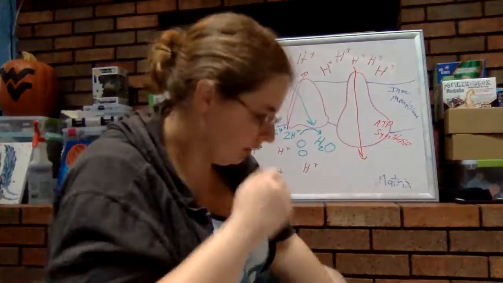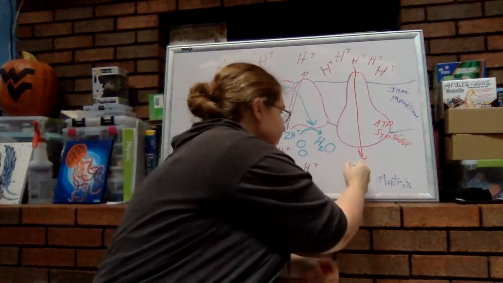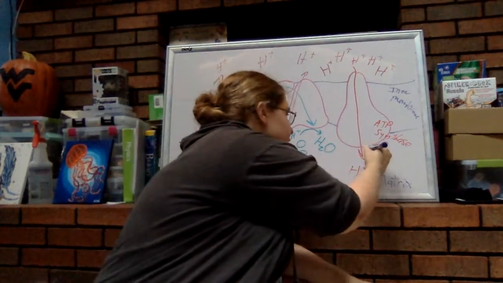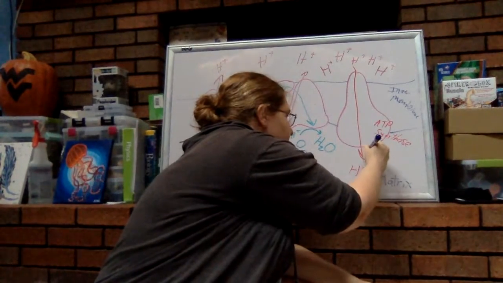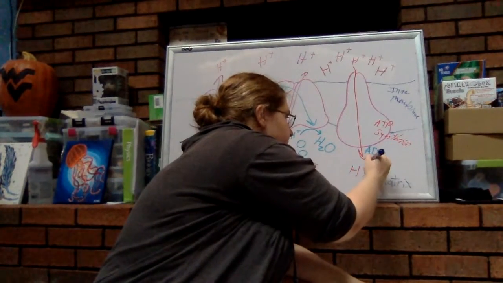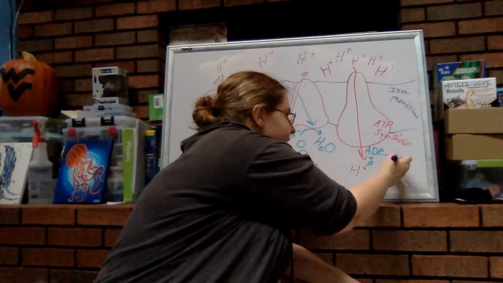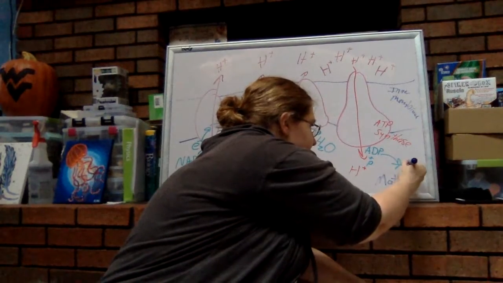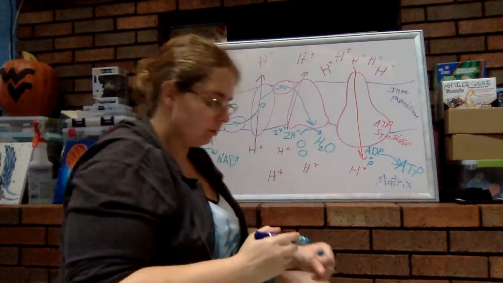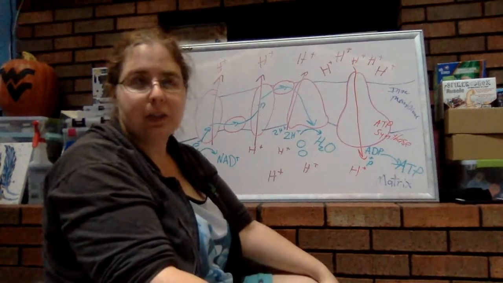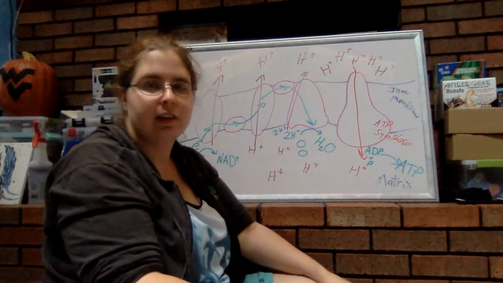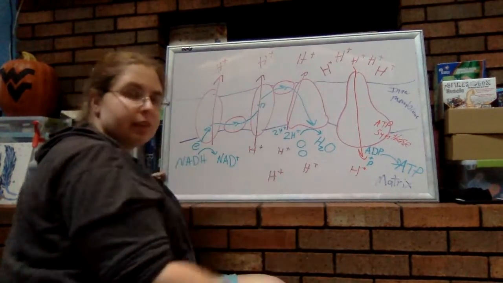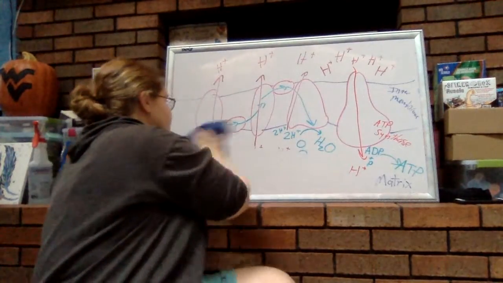And that's going to allow us to store that energy by attaching a phosphate to ADP in order to form ATP. And we're going to get about 34-ish ATP from that. So that's how the last step, the electron transport chain, works.